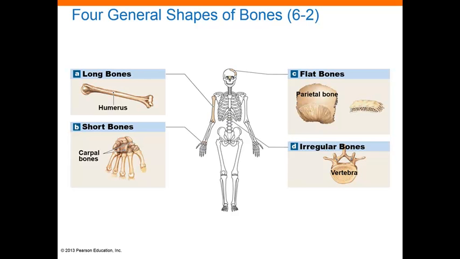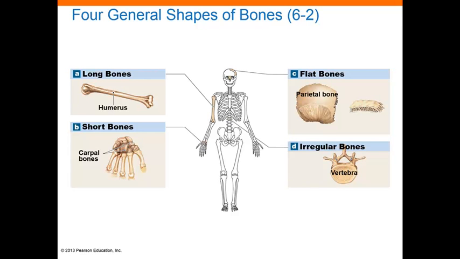The bones that make up the human skeleton have 4 general shapes. On the top left, you can see long bones are exemplified by the humerus. They're usually longer than they are wide. And short bones, on the other hand, no pun intended, are about as wide as they are long, and the example here are the carpal bones in your wrist.